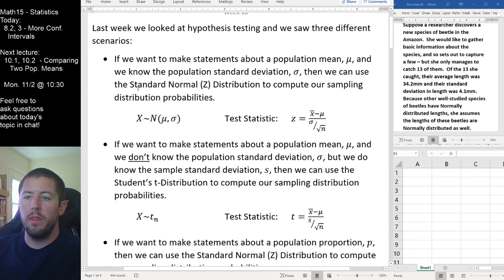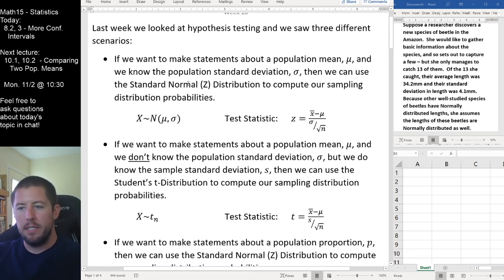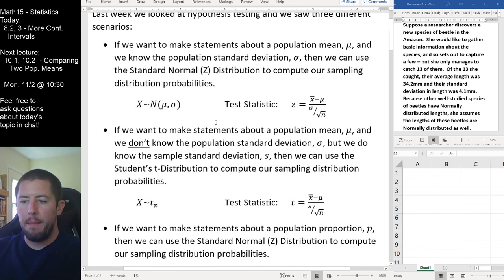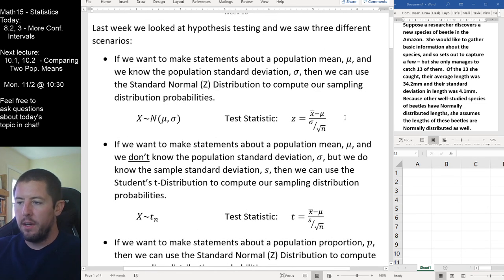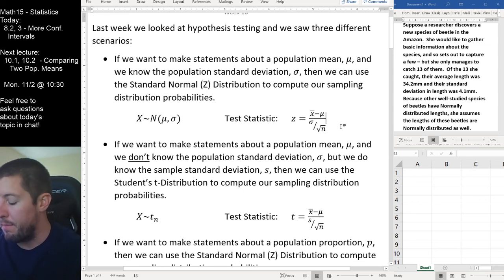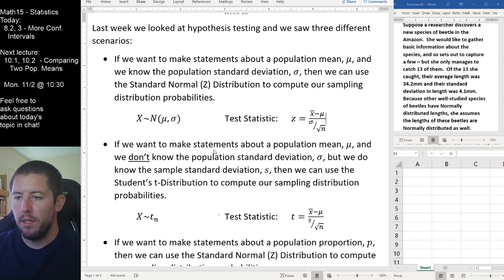First case, the first one that we looked at, our first hypothesis test said, if we want to make statements about a population mean, mu, and if we know the standard deviation, sigma, then we can use our standard normal distribution, our z distribution, to compute our sampling distribution probabilities. In this case, we had an individual from the population that was distributed normally with mu, sigma here, but what we maybe more importantly want to say here is that our sampling distribution is distributed normally. Our average is still mu, but we got the sigma over root n.